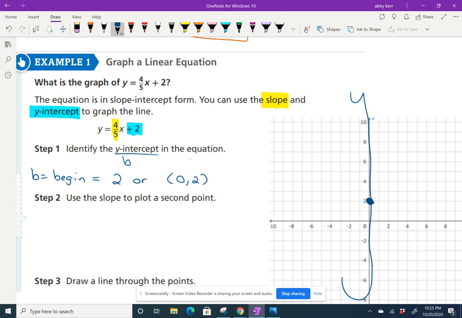Now it says use the slope to plot a second point. Remember, your slope is your movement. So our movement is 4 over 5. Now I'm going to say movement a lot because it's not a location, it's a movement. So I mentioned rise over run.